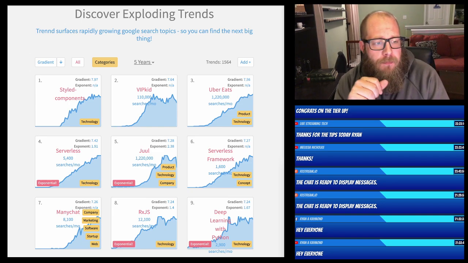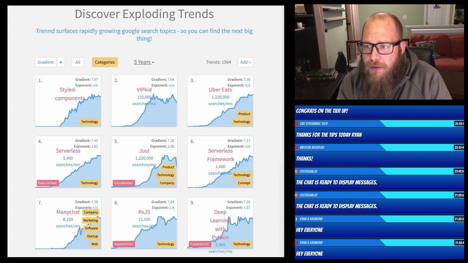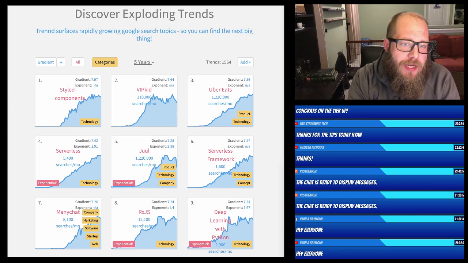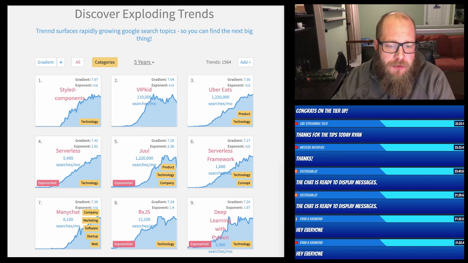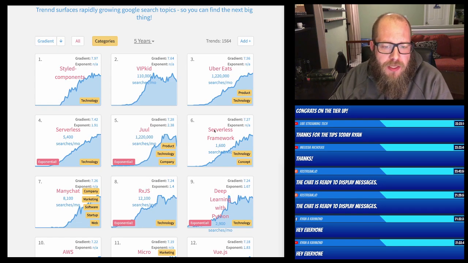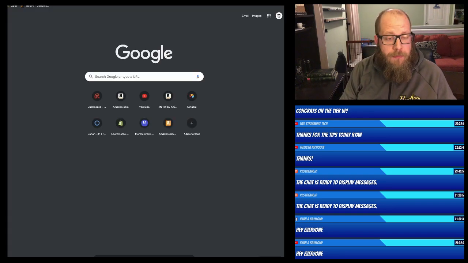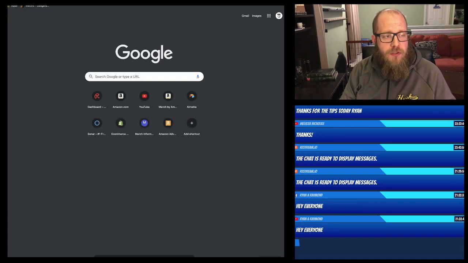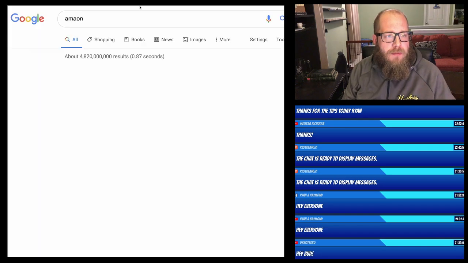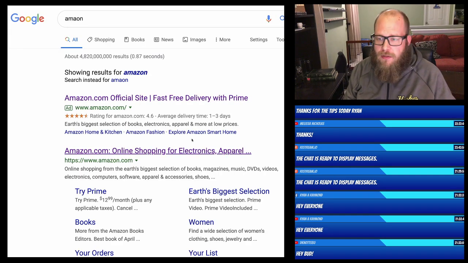Anyway, you end up here on this website, and right now it's just showing the last 5 years. So you can come through here. Look at this, serverless framework over the last 5 years is continuing to trend. That's something for web developers, people who don't use a server. So something you could just come right on Amazon and search, if I can type Amazon correctly.